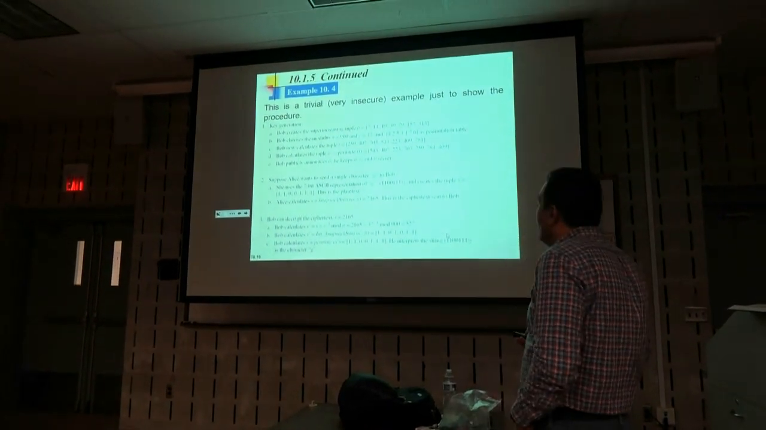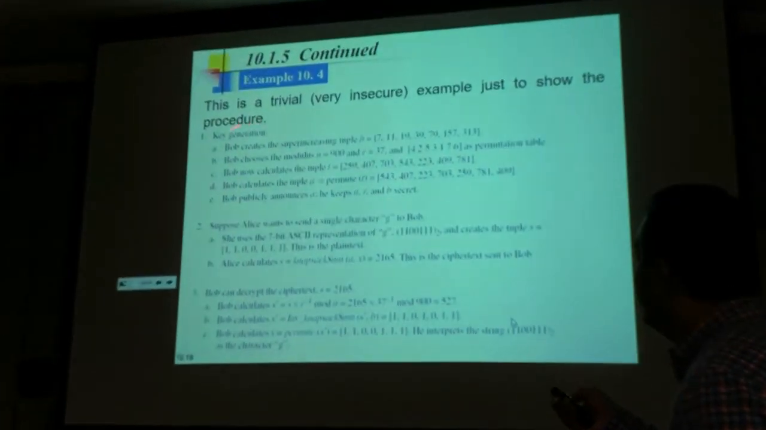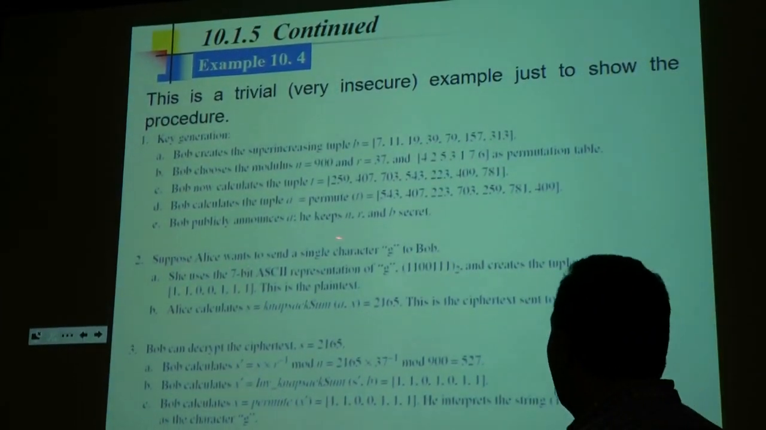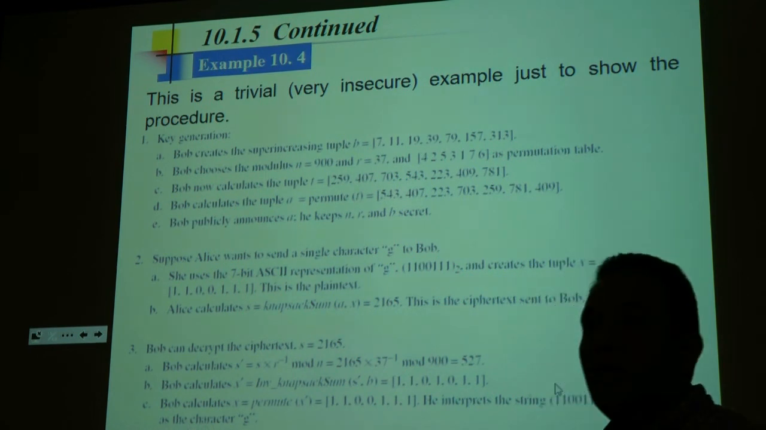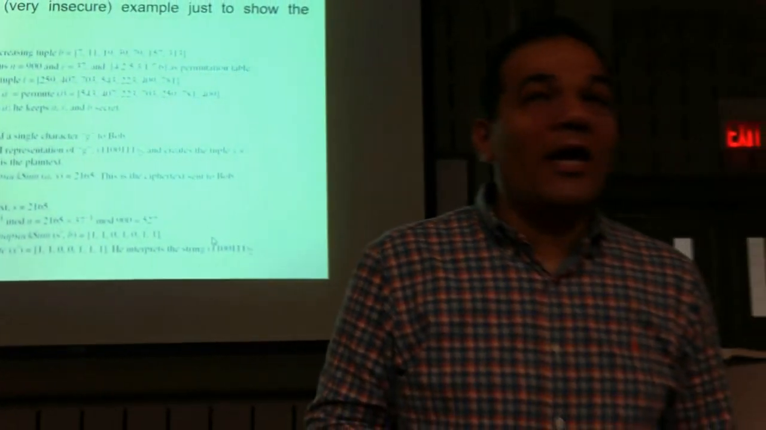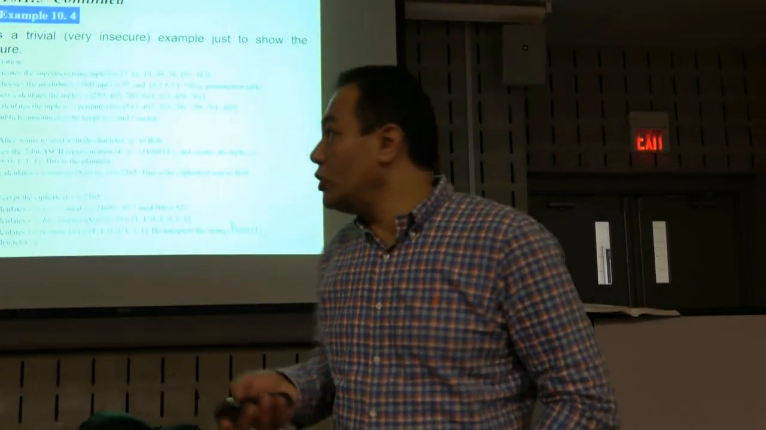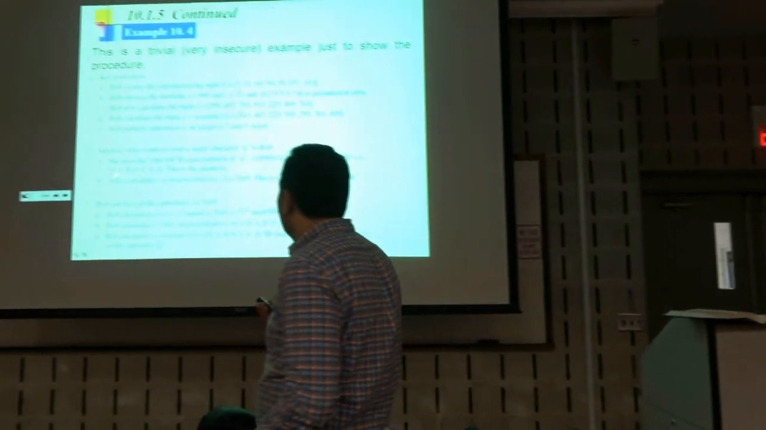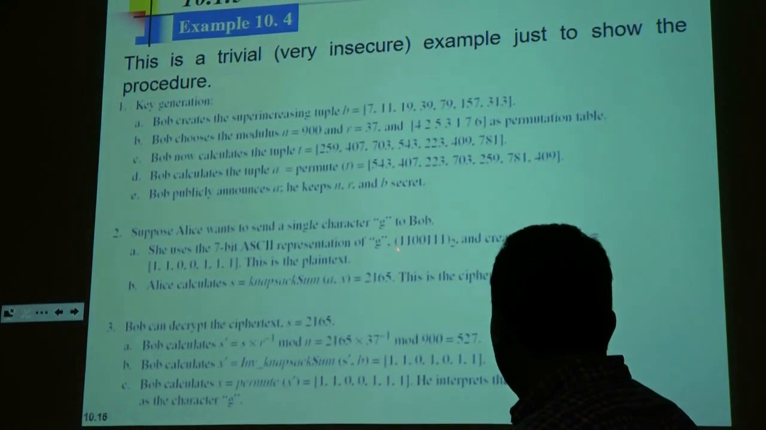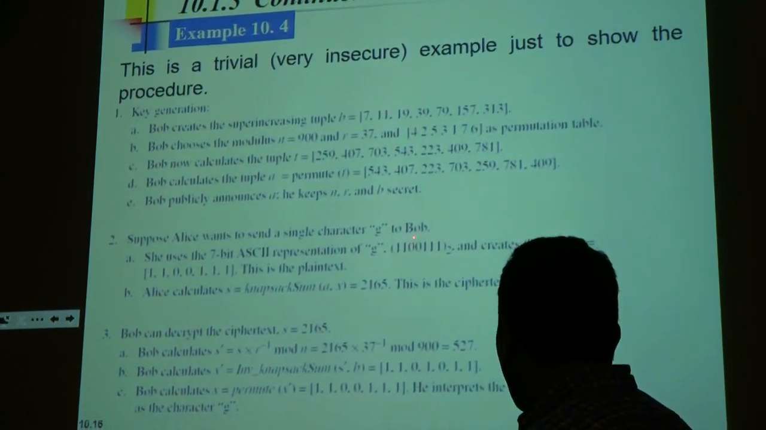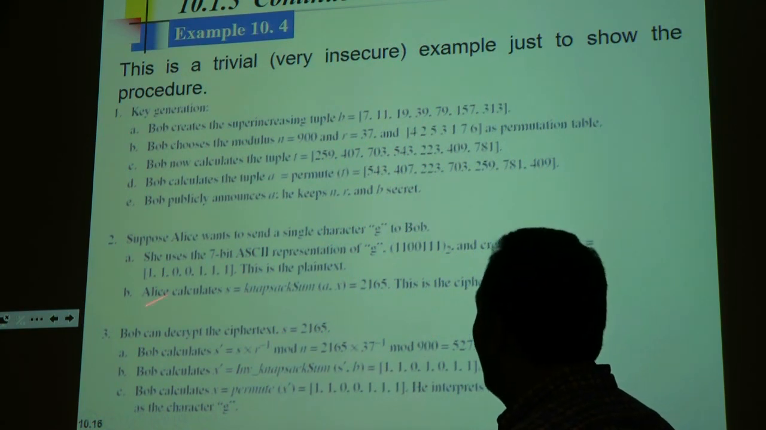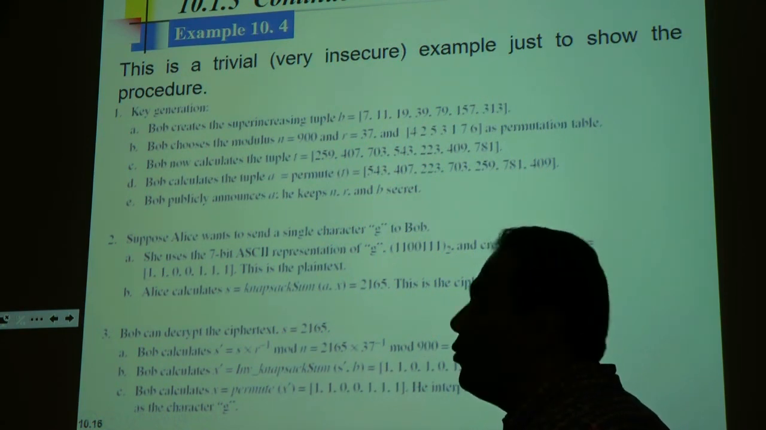Alright? Then after that, what you're gonna do? This is for key generation. Now, suppose Alice wants to send a single character G. We said in asymmetric what you are transmitting? Digits. So I have to convert G to a digit. So she uses the 7-bit ASCII representation of G, which is this one, in binary, and creates the tuple X. So what is the data we're going to send? 1100111. This is the X.